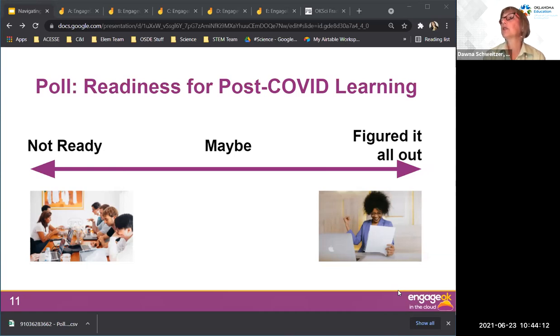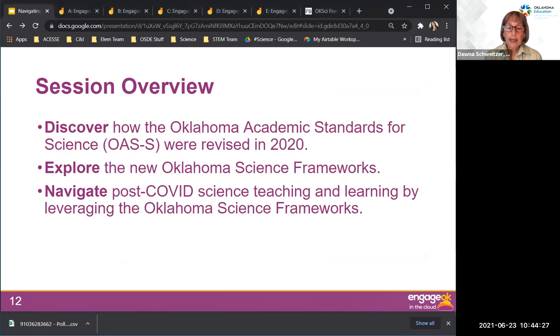And there are some districts that stayed in the classroom. And then there are always those that have figured it all out. But hopefully today you still will have some takeaways that you can use when you get back to the classroom. So with that being said, let's talk about the session.